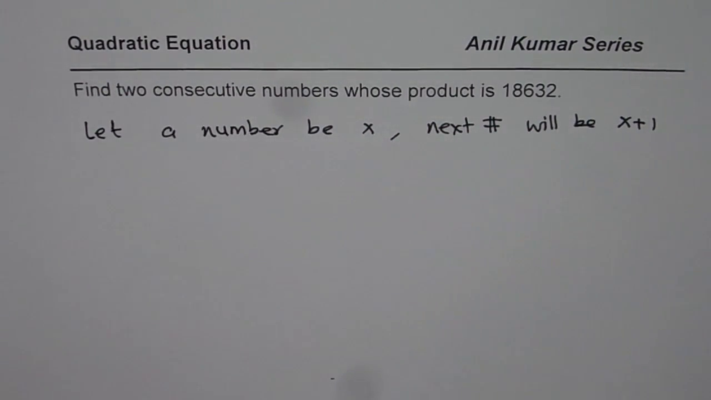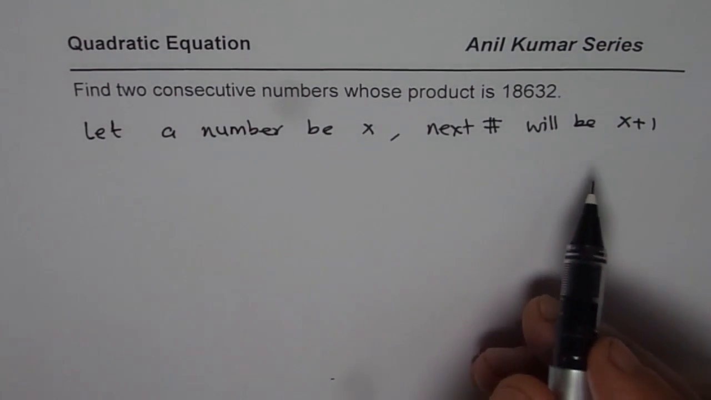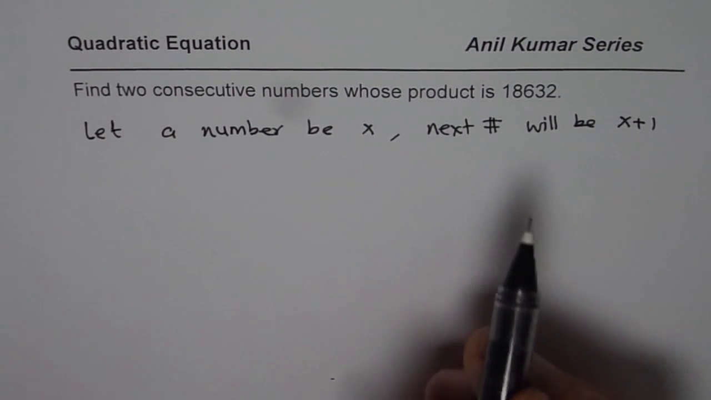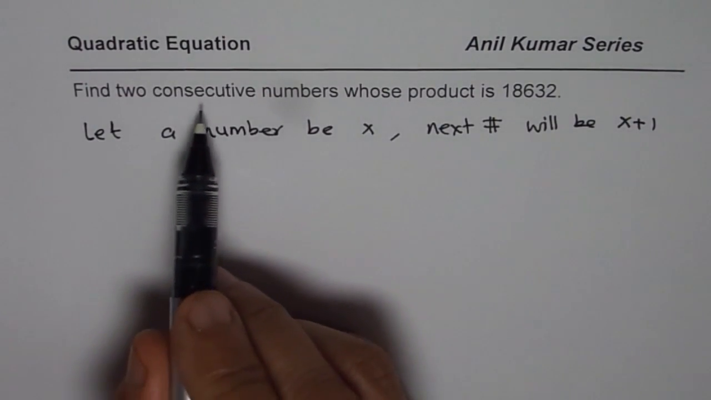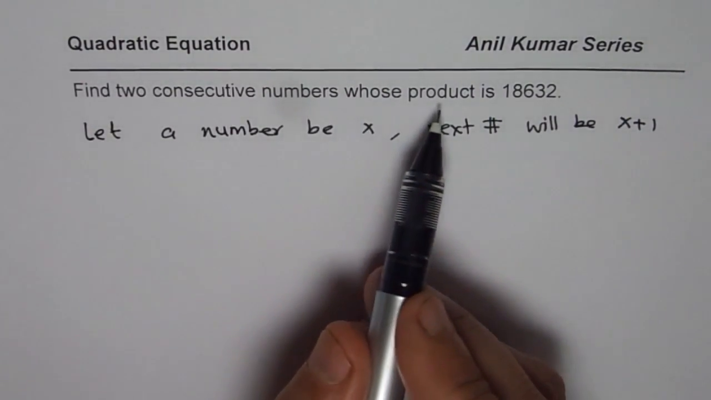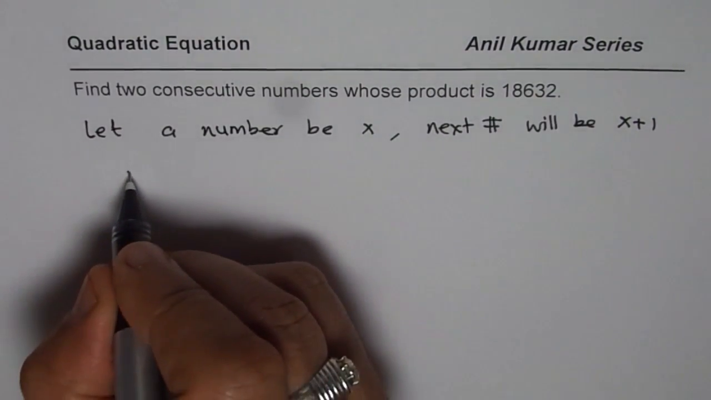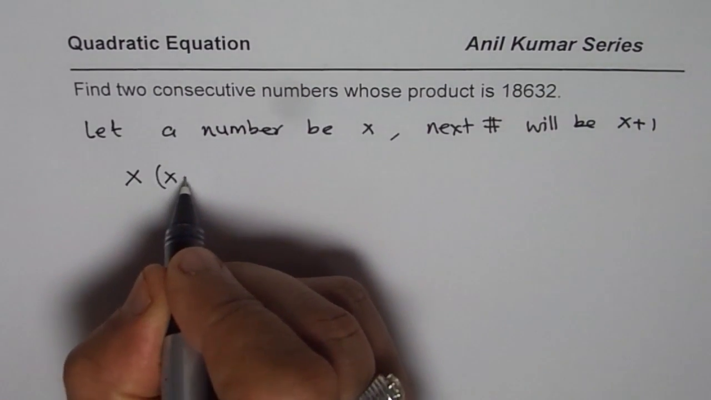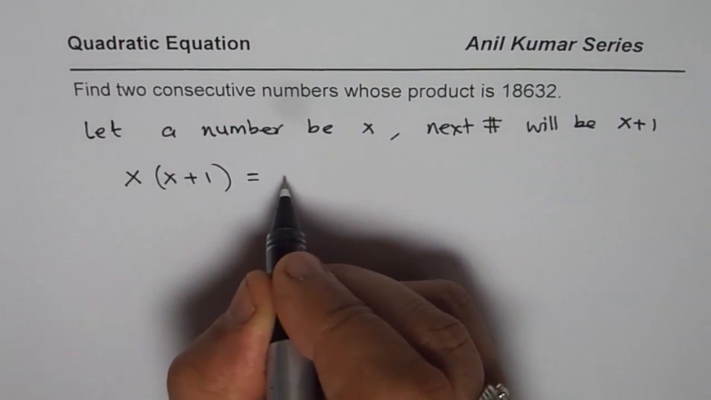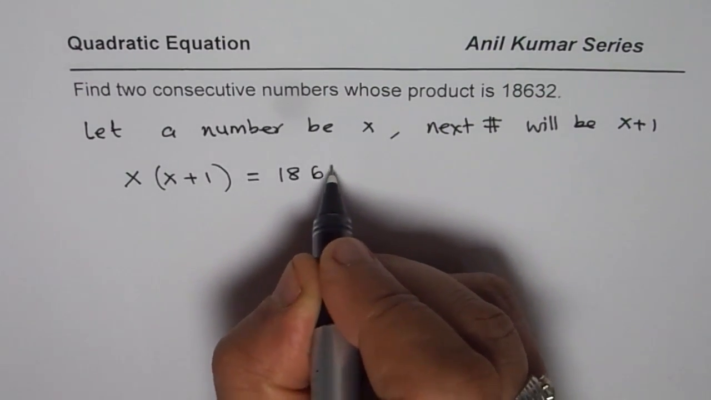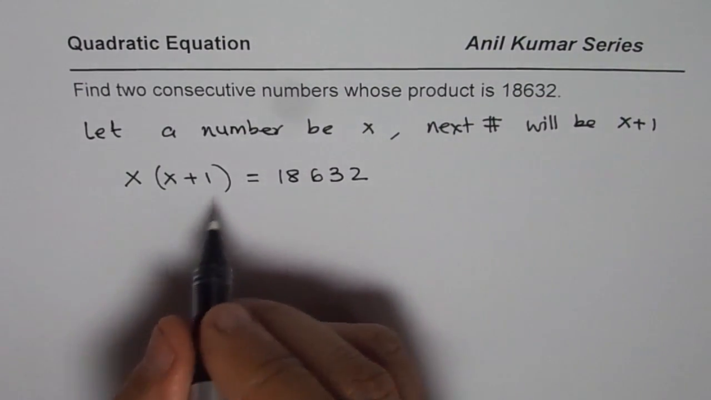For example, 1 and 2, 2 and 3, 4 and 5, 10 and 11, even minus 11, minus 12. Correct? So that is how you have to define your consecutive numbers. Now the question is, find two consecutive numbers whose product is 18632. That means the equation is x times x plus 1 is equal to 18632.